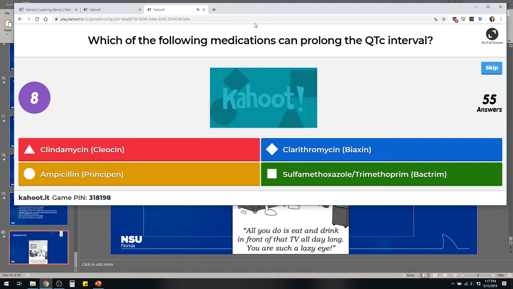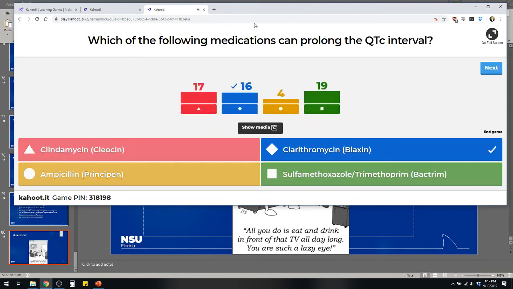What arrhythmia can you get if your QT prolongs too much? Torsades, good. What's the treatment of choice for that? Yes, magnesium sulfate, IV, right? Very good. Interesting. You got a pretty even split amongst most of these.